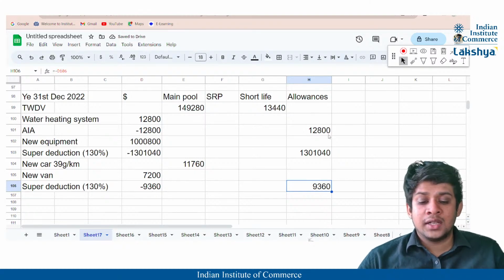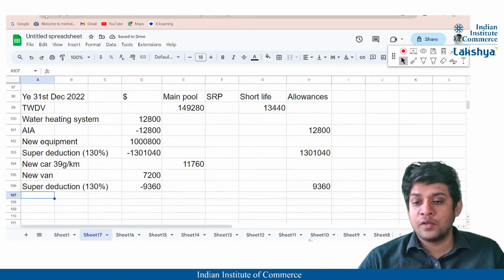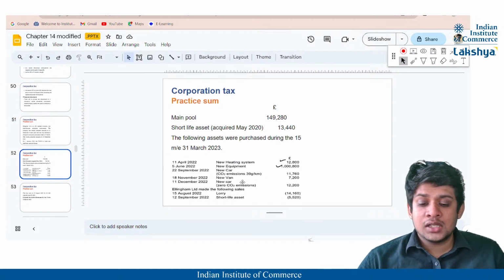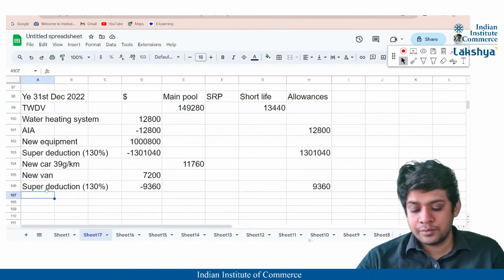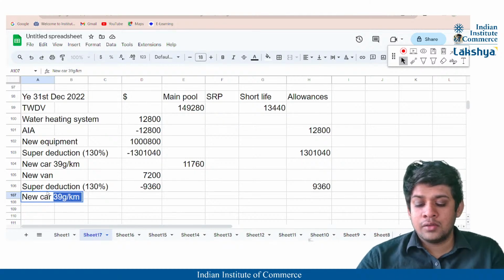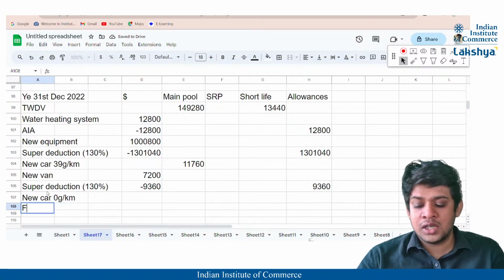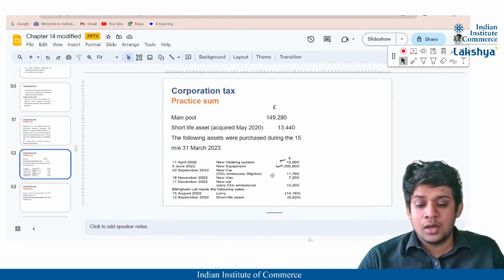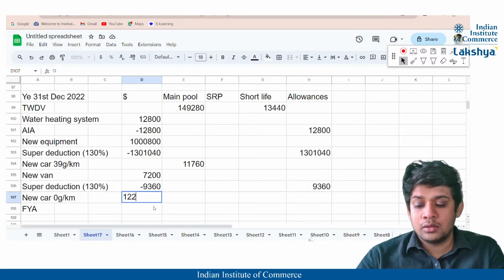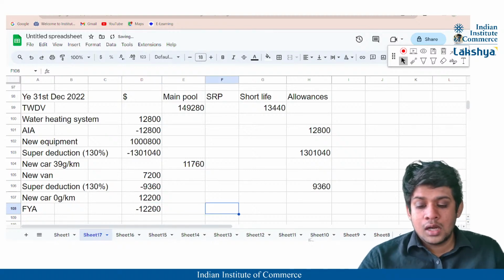So 9,360 is the allowance that I got, super deduction, for the new van that I purchased. Then there is a new car with zero CO2 emissions grams per kilometer. Right? So if it is a new car purchase, you will get a first year allowance on this car. Totally will be eliminated. Right? And its value is 12,200. So 12,200 total will be deducted, and will be stated here in my allowances.